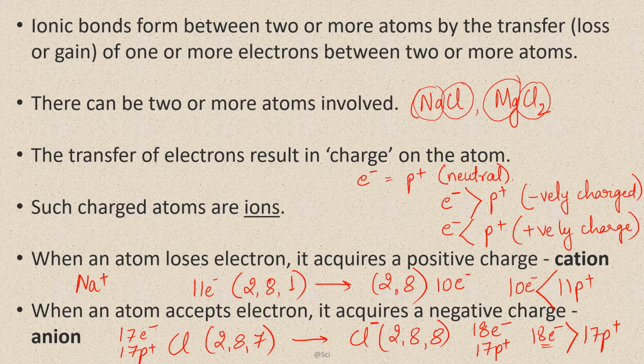Now, a negatively charged ion will always move towards the anode, the positive terminal, and hence it is known as an anion. A positively charged ion will always be attracted towards the negative terminal, and hence it is always called a cation.